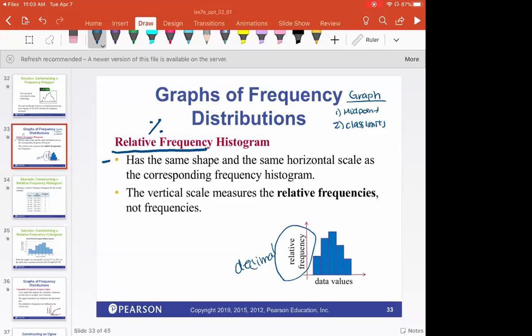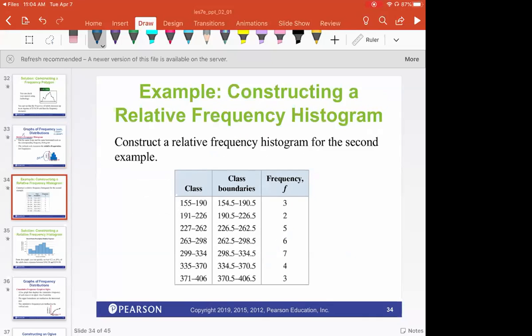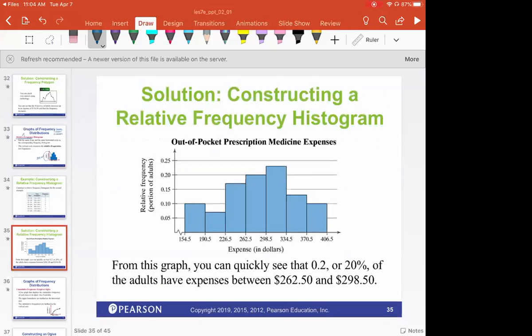It has the same shape and the same horizontal scale as a corresponding frequency histogram. And the vertical scales measure the relative frequencies, not the frequency. Constructing a relative frequency histogram. It depends how you want to do it, if you want to use midpoints or class boundaries, but we're not using our frequency, we're using decimals. So notice right here, we have our decimals, so that's how often something happened.